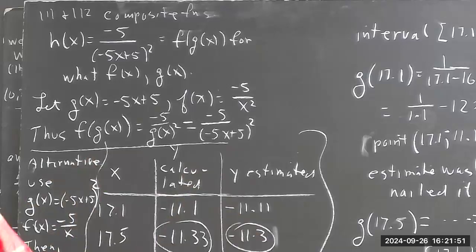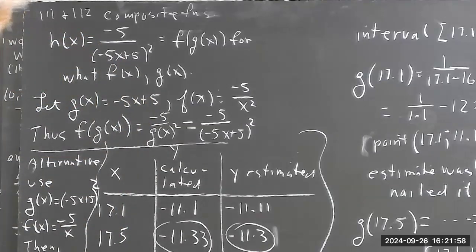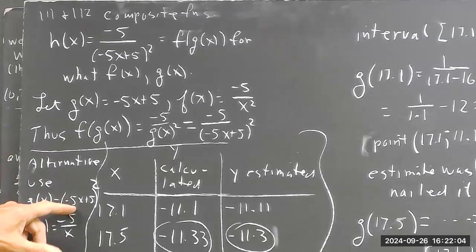Then you want to look at various questions. You have 4 samples. Probably want to look at this in all 4 samples to see what the variety of the questions might be. An alternative was to use g of x equal -5x plus 5 squared, where we just use f of x equals -5 over x, so that -5 over g of x is started. Okay.